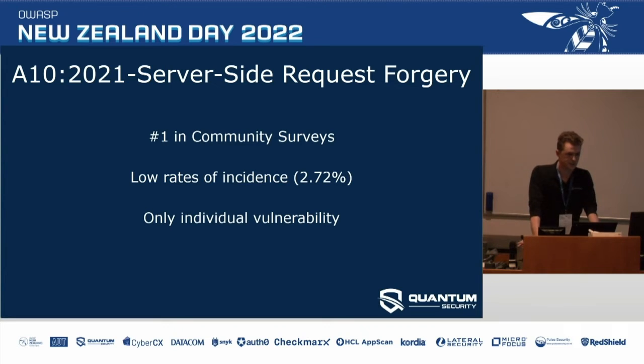During the data analysis that OWASP performs, they found that there's a very low rate of incidence. So only 2.72% of applications that they tested were found to have any sort of server-side request forgery vulnerabilities. And we'll also note that SSRF is the only individual vulnerability left on the OWASP Top 10. So OWASP has groups such as injection. Injection includes cross-site scripting, SQL injection, external entity injection. But server-side request forgery is its own vulnerability.